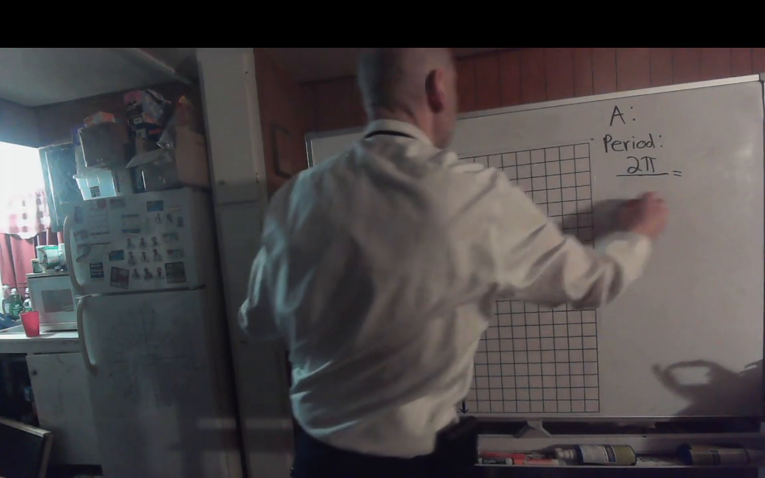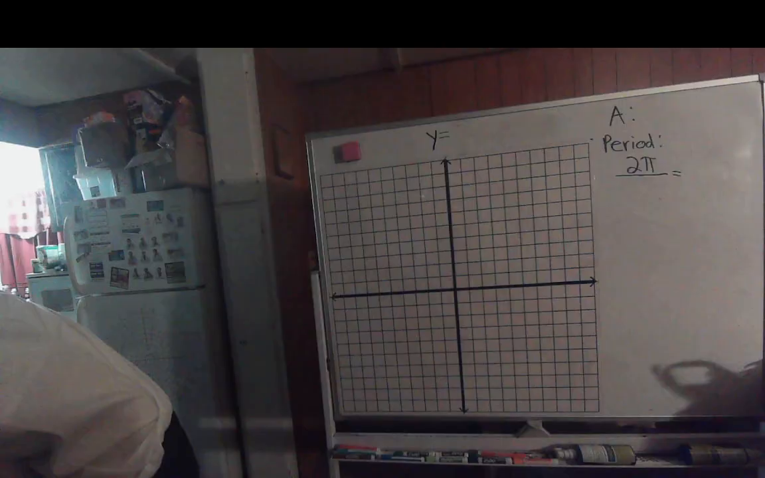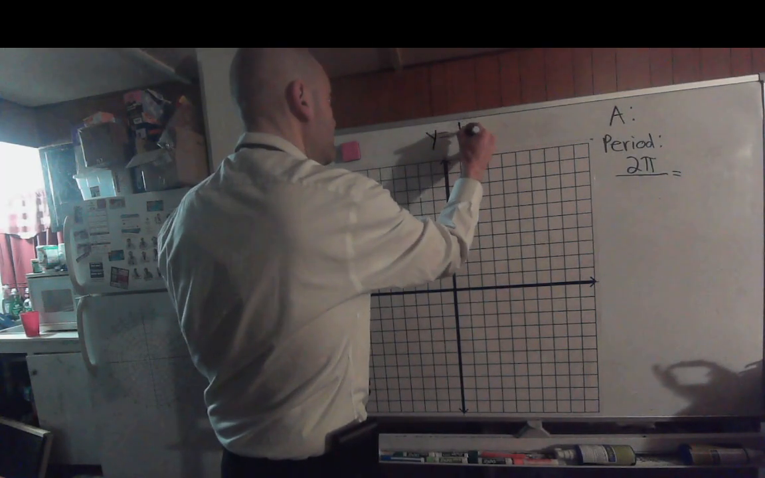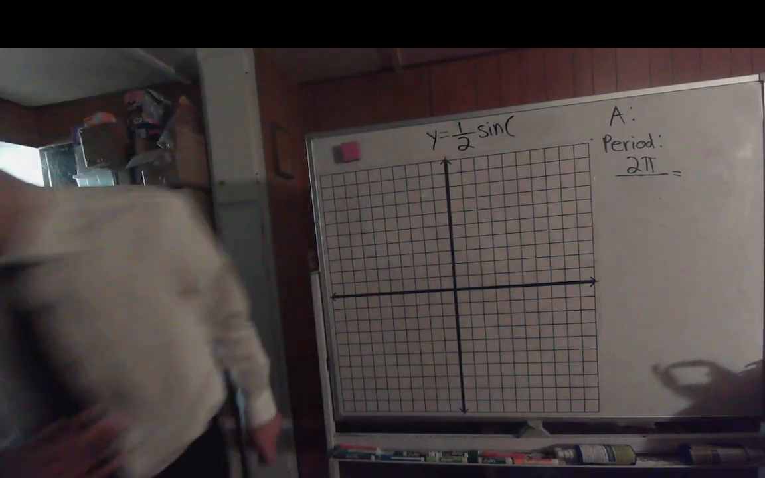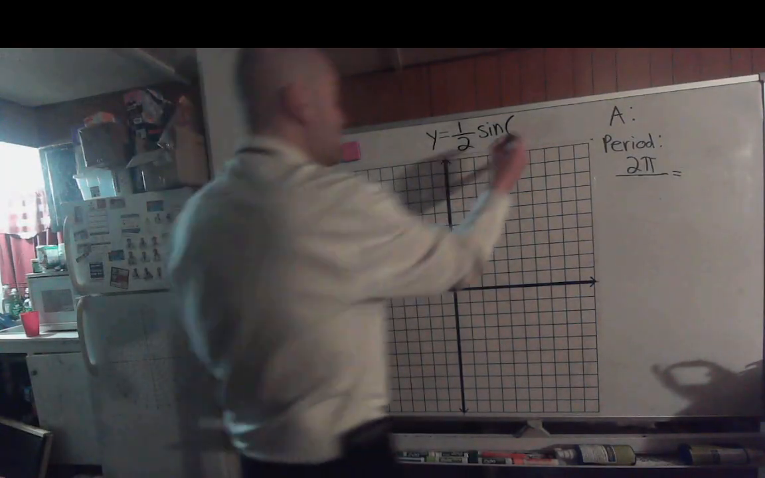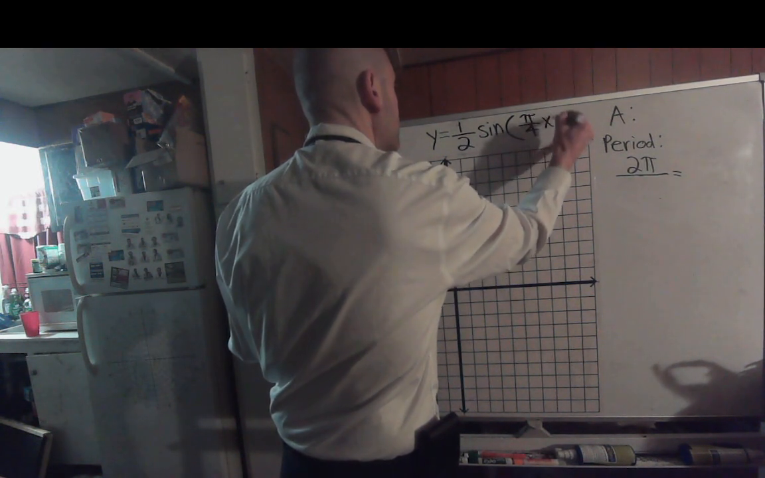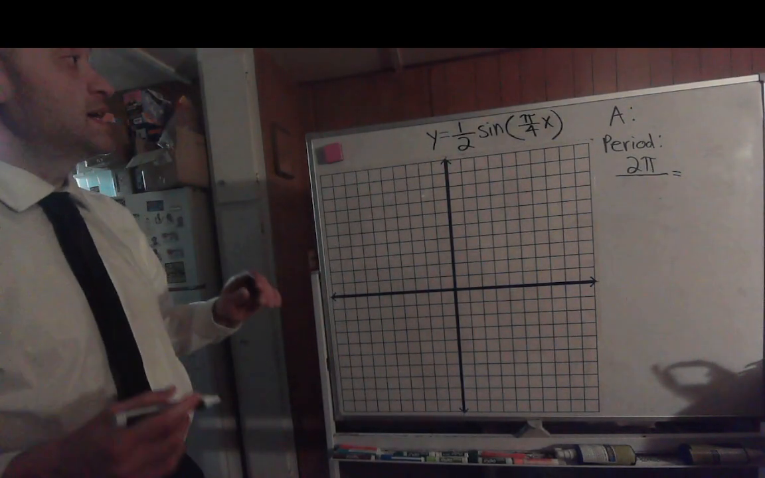Shouldn't be too many more. I have 2 more. Now we have half of the sine of pi over 4 times x. Well, your amplitude's that 1/2. So this will be vertically shrunk.